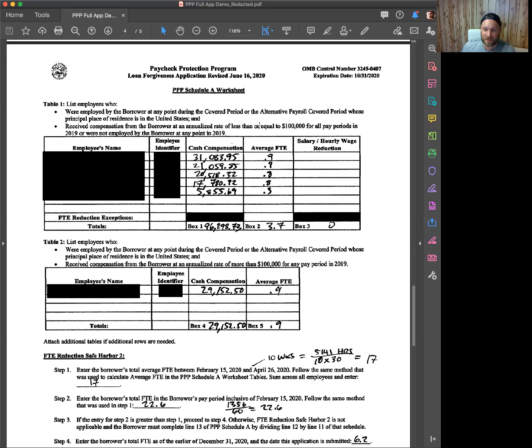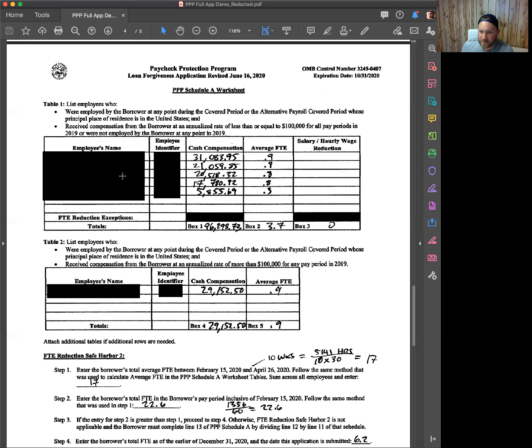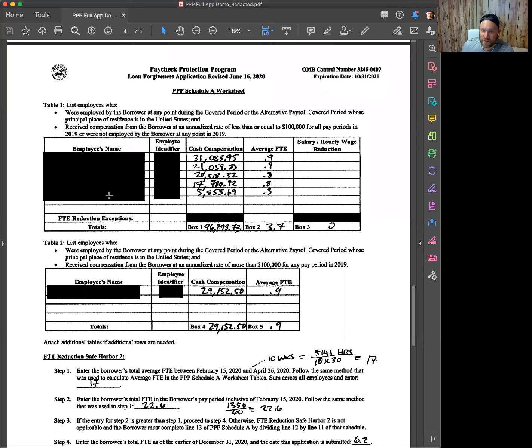But for all of your other folks, and in general, people who made less than 100K, or were not employed at any point in 2019, right? All those folks are going to be in this table. Okay, so in this case, I have lines for these people. In the employee identifier box, you're going to list the last 4 digits of their social. And in the cash compensation box, you are going to list the amount of wages they received during the covered period. All right, so from the date that you received the PPP until 6 months later. You're going to total it up down below.